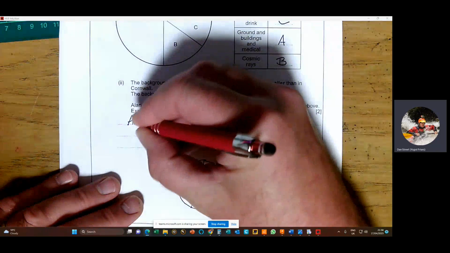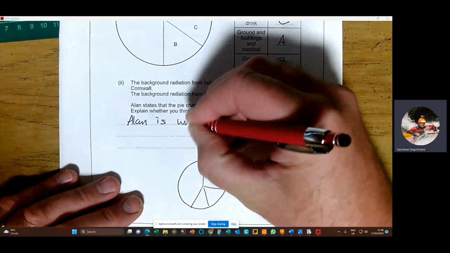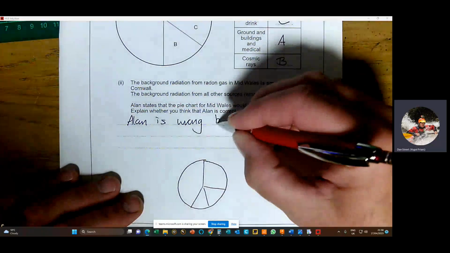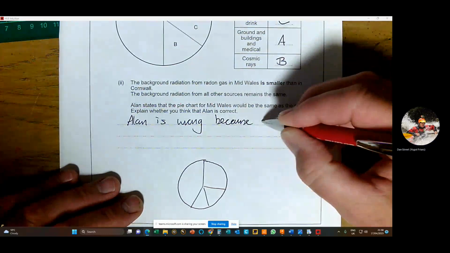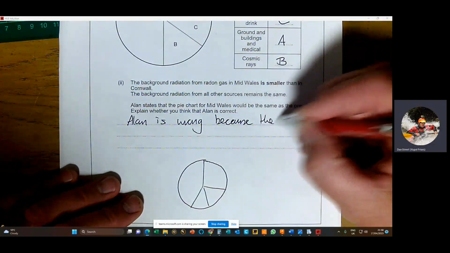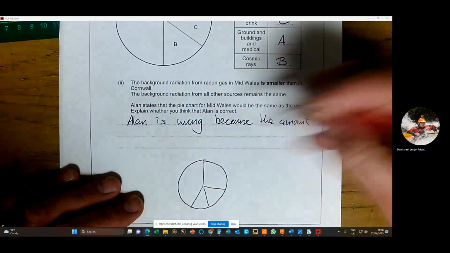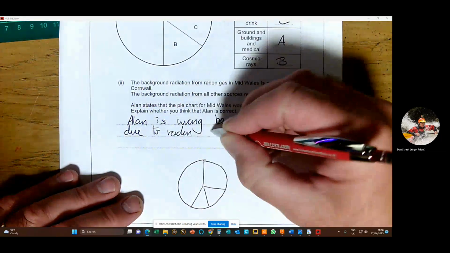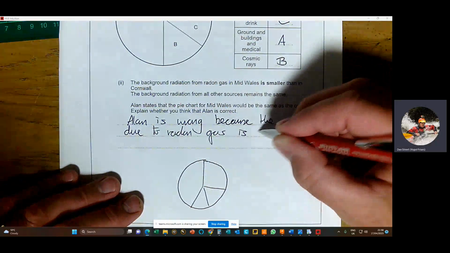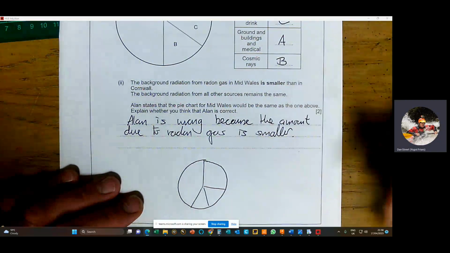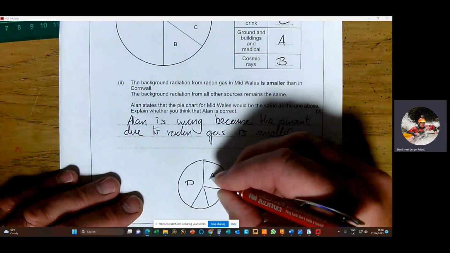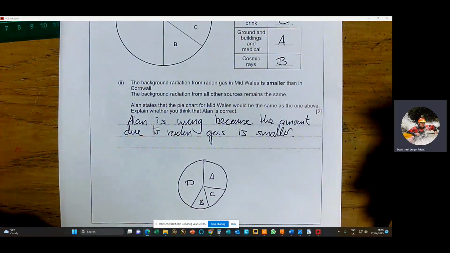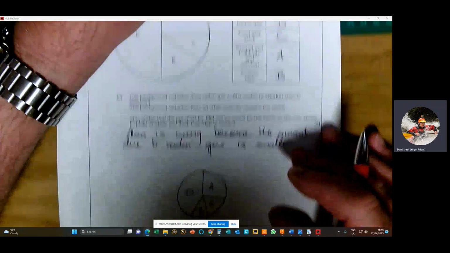Okay, so Alan is wrong because the amount due to radon gas is smaller. And that would change the shape. So we'd still have a D, we'd have an A, we'd have a C, and a B, but the proportions would be slightly different, okay, because the amount due to radon gas is smaller.